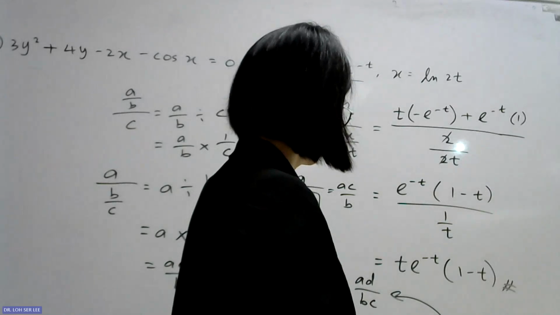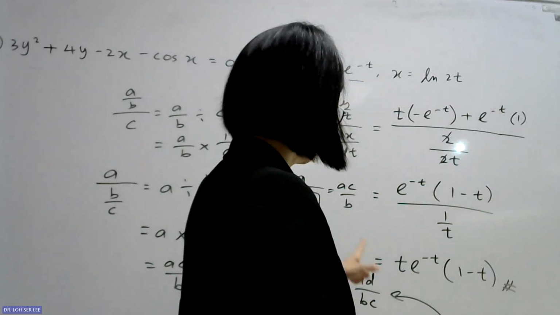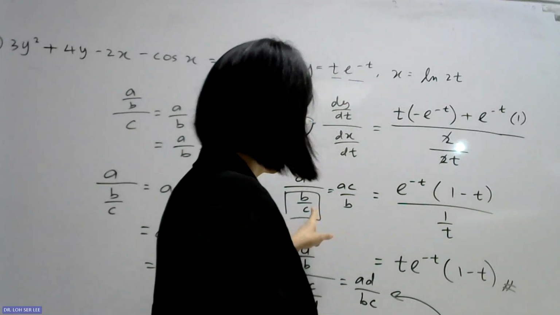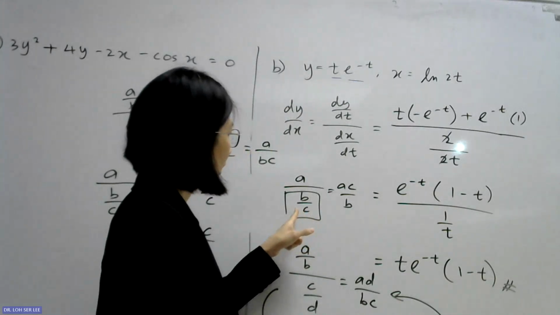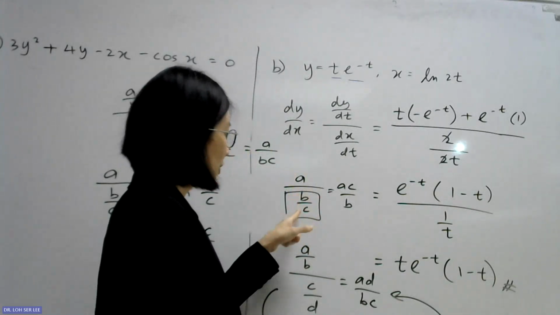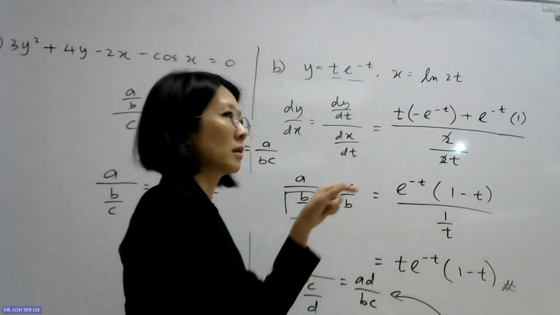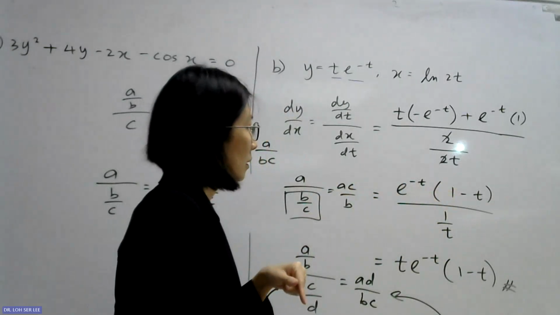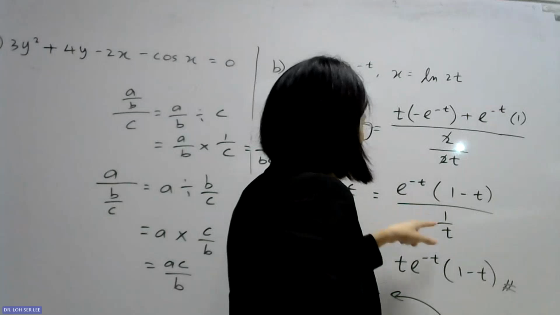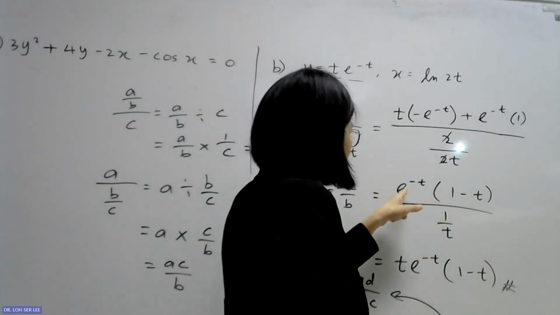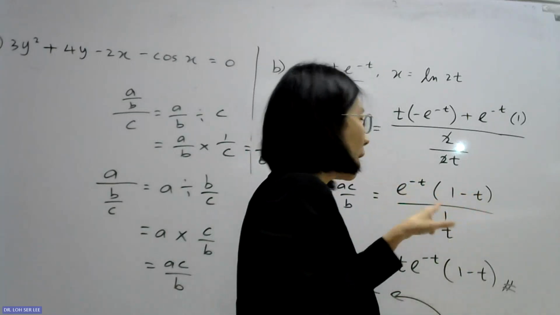This one. So C goes to A. That means T goes to this. So when this goes up, that means T and so on, divided by 1.